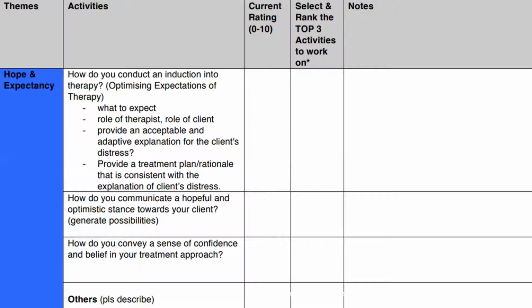How do we convey a sense of confidence and belief in our own treatment approach? How confident are we when it comes to our approach? And as we continue along with feedback-informed treatment and deliberate practice, I think we do become more and more confident in our approach because it's backed up by evidence, by tangible, quantitative and qualitative data that is relevant.